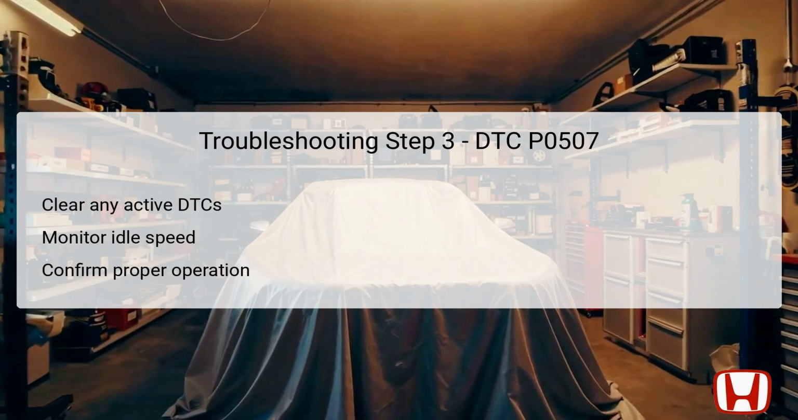After completing the necessary inspections and repairs, it's crucial to clear any active diagnostic trouble codes stored in the PCM. This can typically be done using a scan tool, which offers a clear DTC command. Once the codes are cleared, turn the ignition back on, ensuring that all systems are reset for fresh diagnostics. After clearing, monitor the engine under new operating conditions to confirm proper idle speed operation.